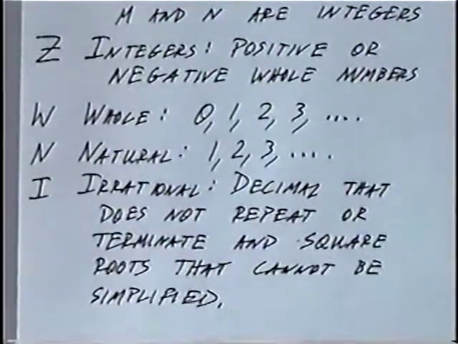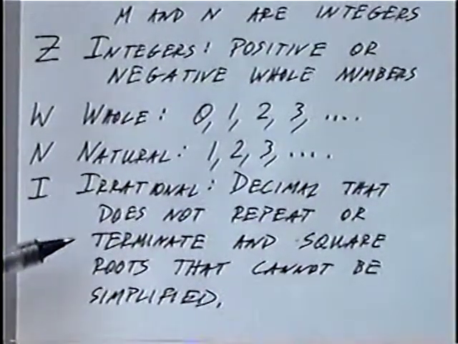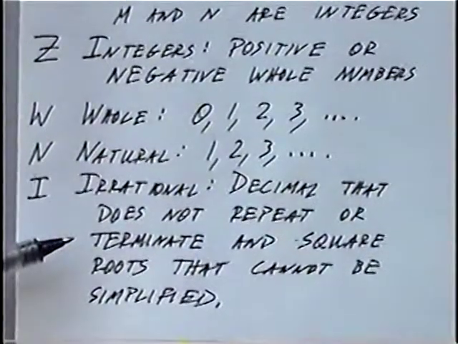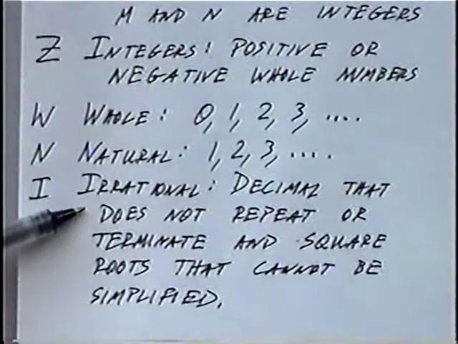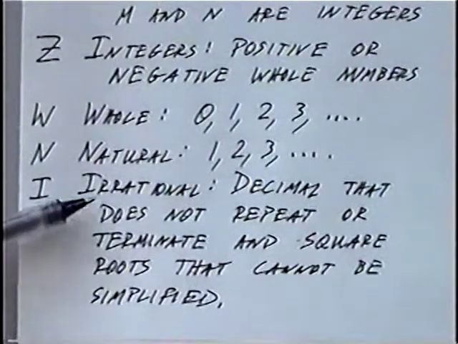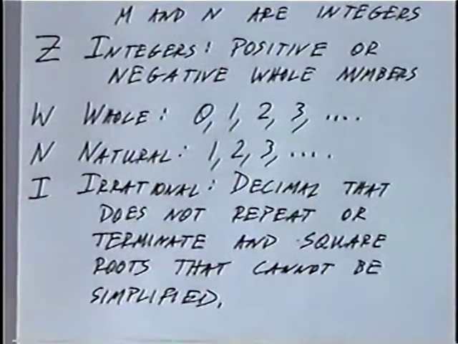And last one, I, for irrational. Irrational is a decimal that does not repeat or terminate. If it repeats or terminates, it's rational. You can write it as a fraction, but if it does not repeat or does not terminate or end, it is irrational. And it's also a square root that cannot be simplified.